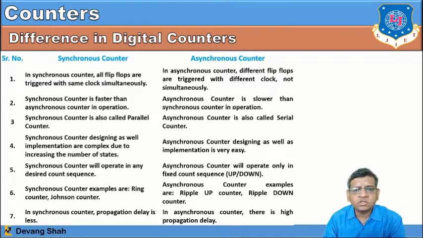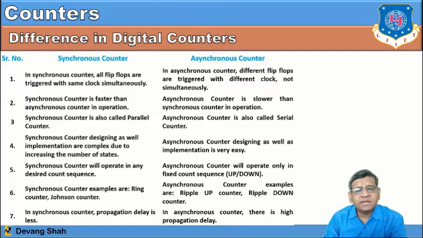Same way, the asynchronous counter is slower than the synchronous counter. A synchronous counter is also called the parallel counter, and an asynchronous counter is called the series counter. In a synchronous counter, designing as well as implementation are complex due to the increasing number of states, right? But in an asynchronous counter, designing as well as implementation is very easy. Same way, a synchronous counter will operate in any desired count sequence. An asynchronous counter will operate only in a fixed count sequence like up and down, right?